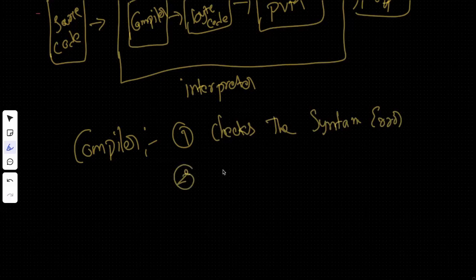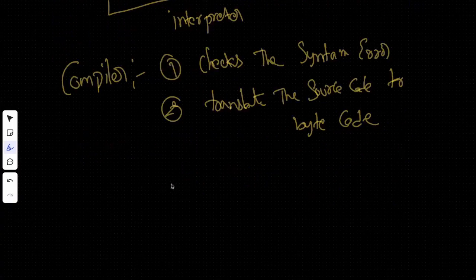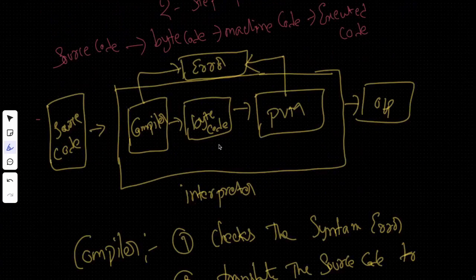Next, it translates source code to bytecode. These two steps the compiler will do. Now we are in the PVM with bytecode, because the compiler checked all the syntax errors, it is working fine, then it translated to bytecode. We are in the PVM, Python virtual machine.